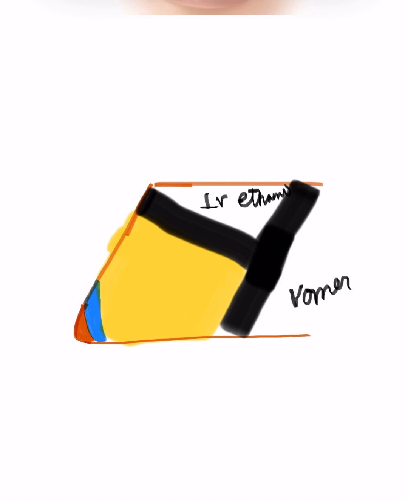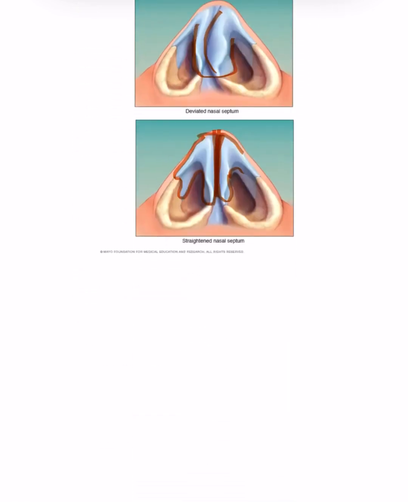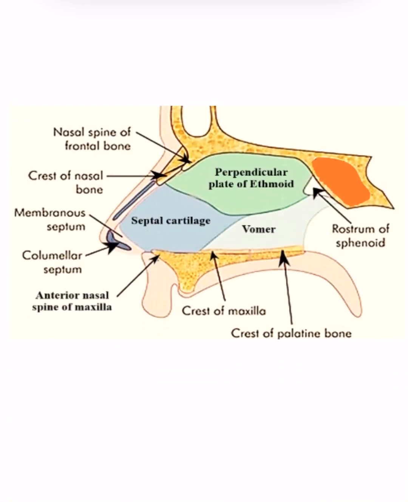They are: posteriorly we have rostrum of sphenoid, and at the floor we have anterior nasal spine of maxilla, crest of maxilla, and palatine bone, crest of palatine bone, and anteriorly we have nasal process of frontal bone and crest of nasal spine. These are some minor contributions for the nasal septum. Let's see the diagrammatic representation. This is the diagram showing the nasal septum and its parts.